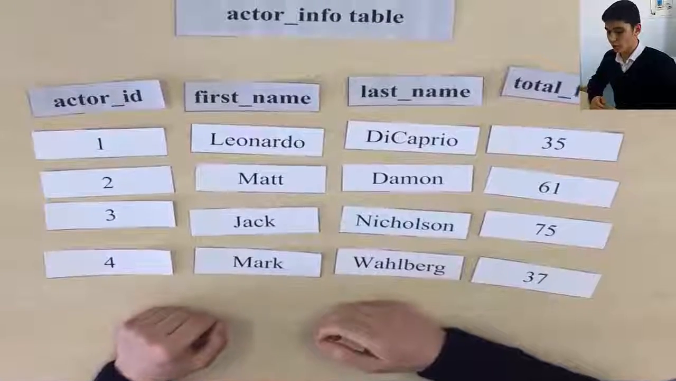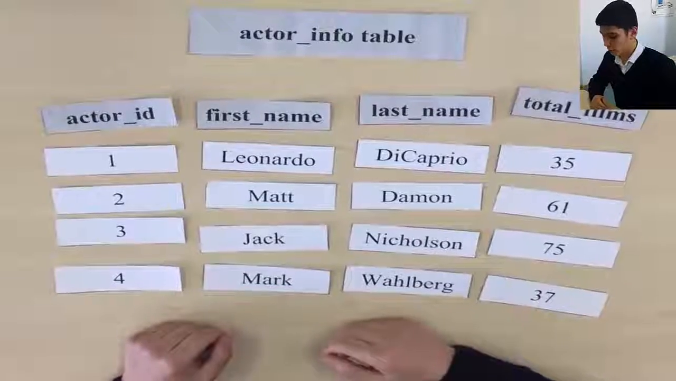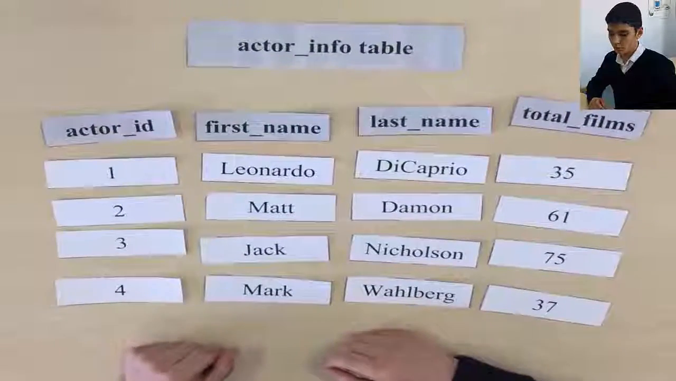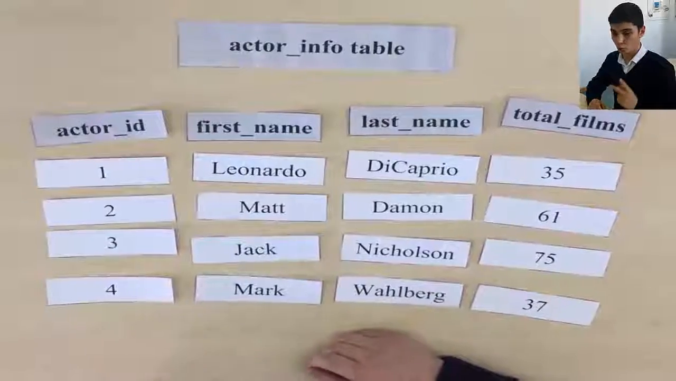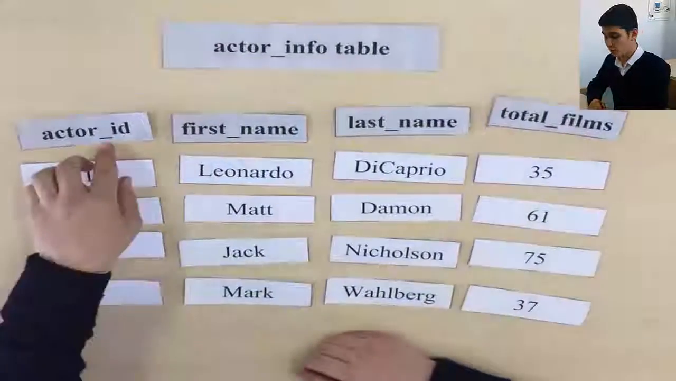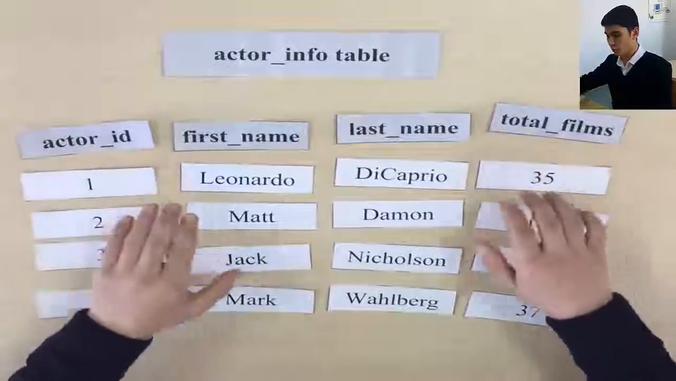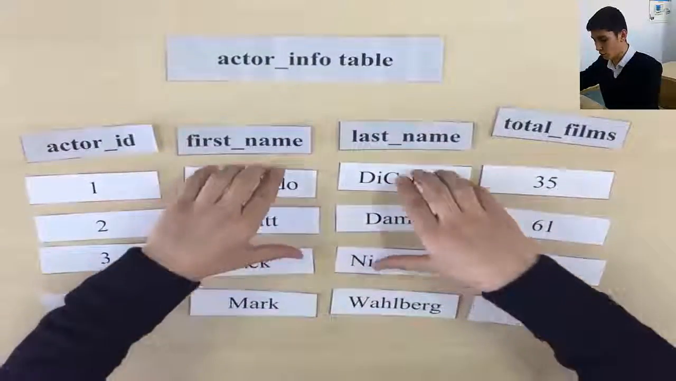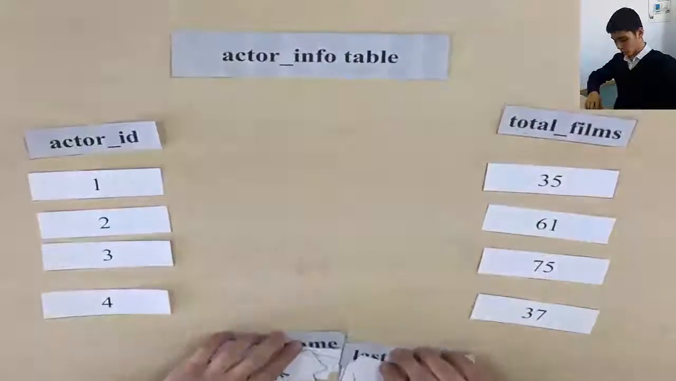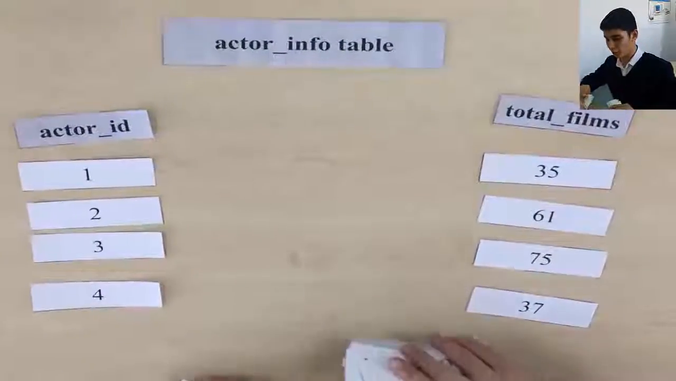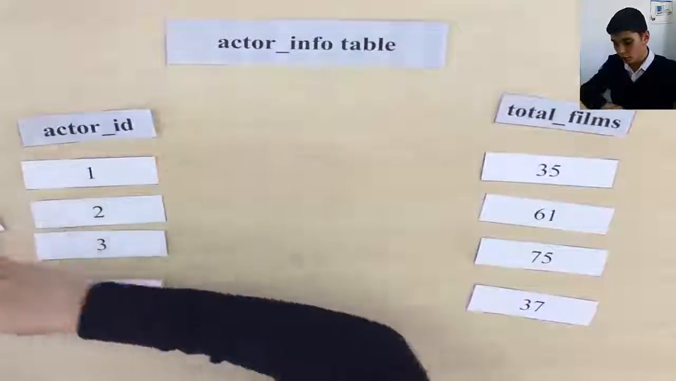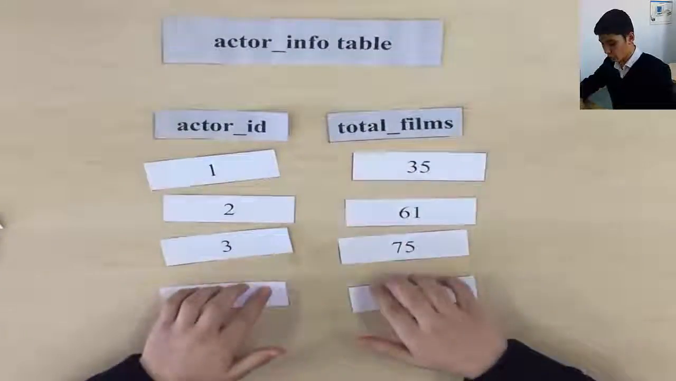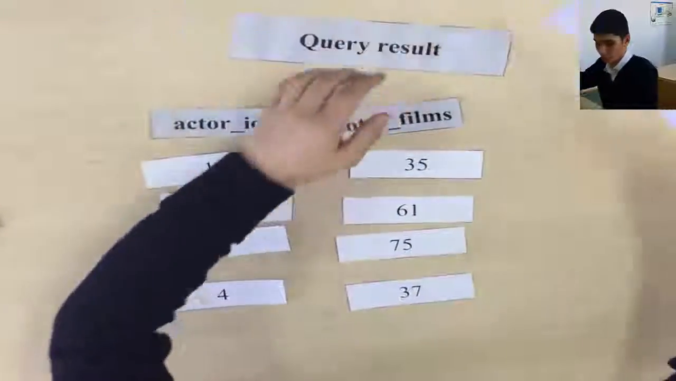Our next query is select actor ID and total films from actor info. It means that we have to select only two fields, actor ID and total films. It means that we have to remove the other two fields, first and last name. We remove them from the table actor info, and we will show only these two fields, and the query result will be like that.